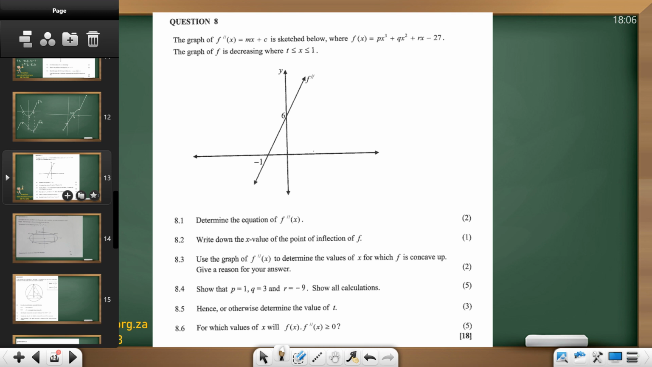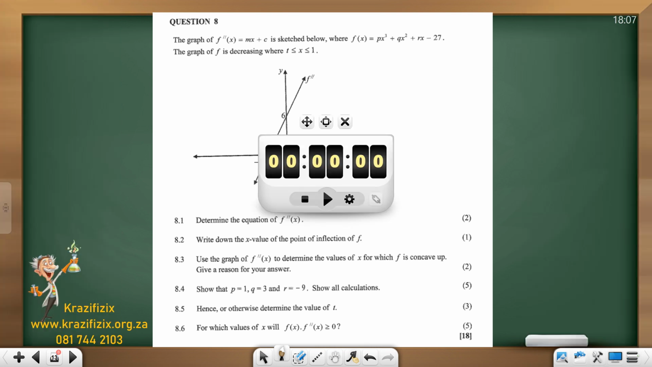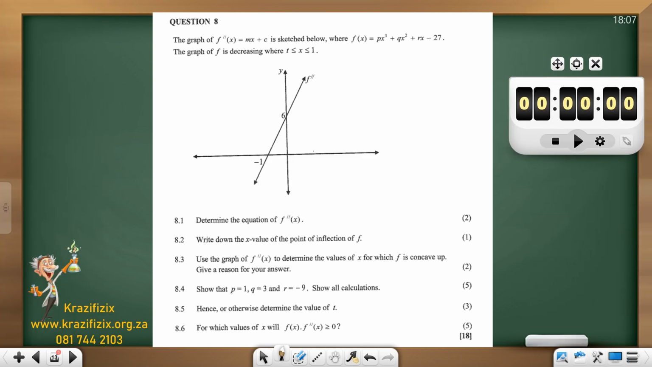Okay, here's a question again. This is 18 marks. Let's give you 10 minutes. Okay, all right, so 14. Just that we don't have the time. Quickly, let's run. Whatever it is we can do.